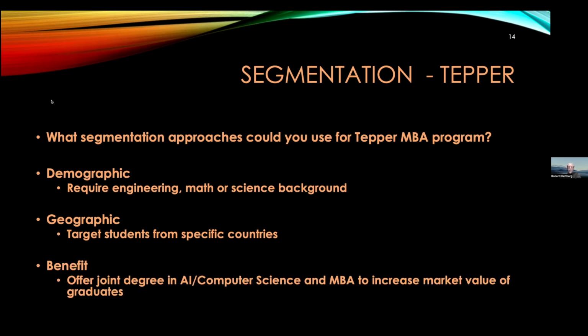And then benefit segmentation: offer joint degrees, and I'm going to come back to this, in AI or computer science and an MBA to increase the value of the graduates. So a combined degree may be very valuable. If you look at law students, some law students get a degree in both business, an MBA, and a law degree, and they feel that they're better positioned in the job market relative to other students.